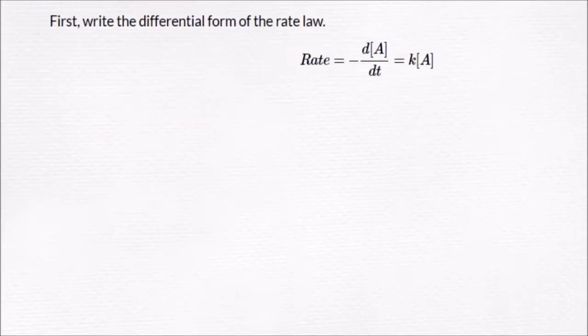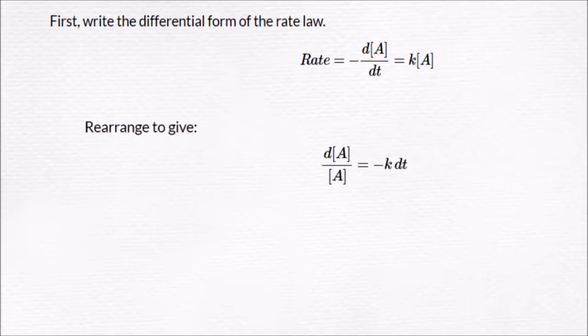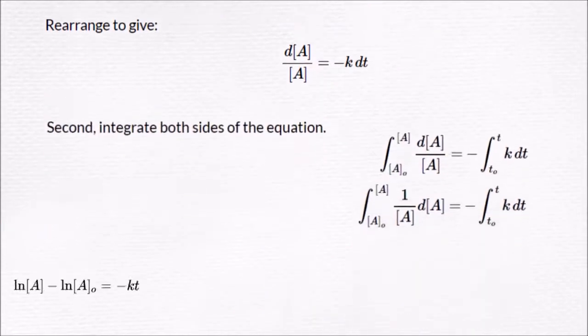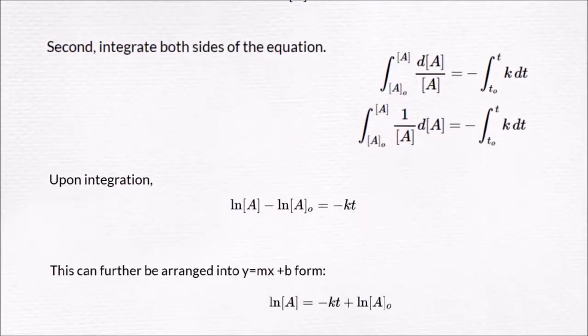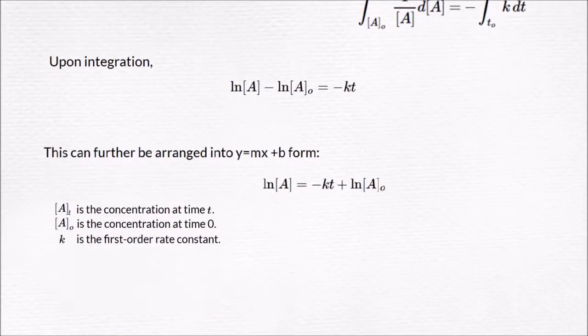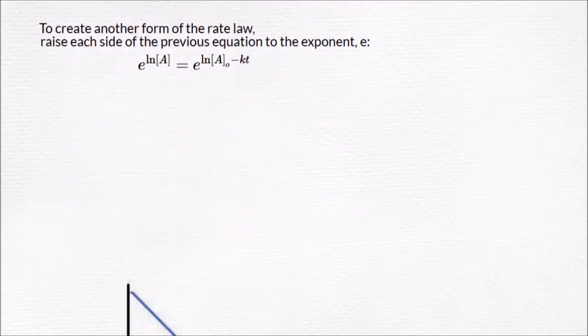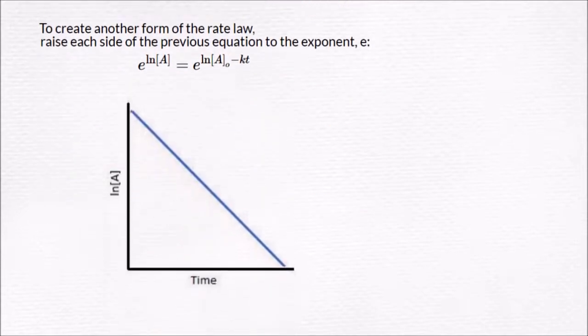To get the integrated rate law, first, we must write the differential form of the rate law. Then we rearrange it. Finally, we take the integration. This can further be arranged into linear equation form. Also, to create another form of the rate law, raise each side of the previous equation to the exponent e. The equation can be represented graphically.